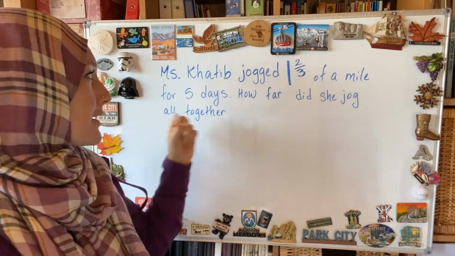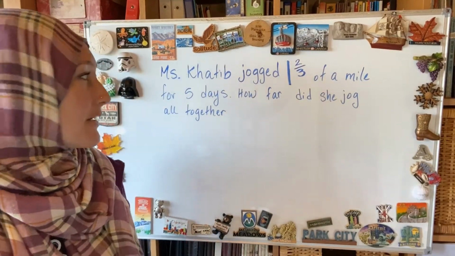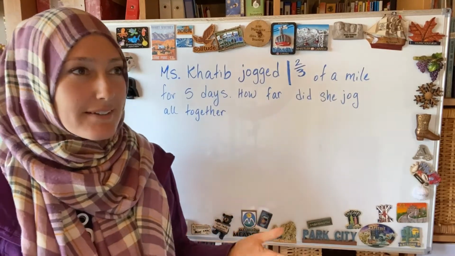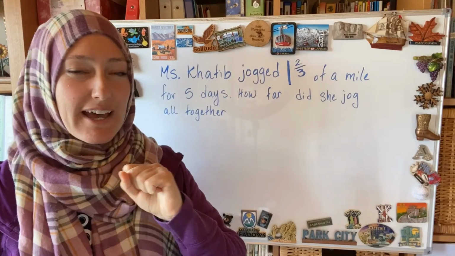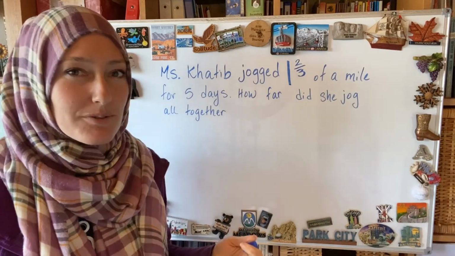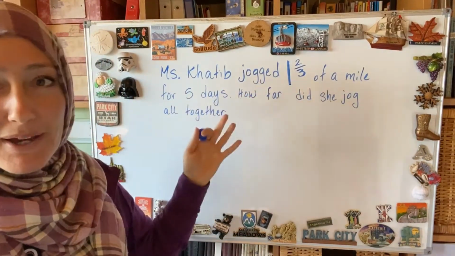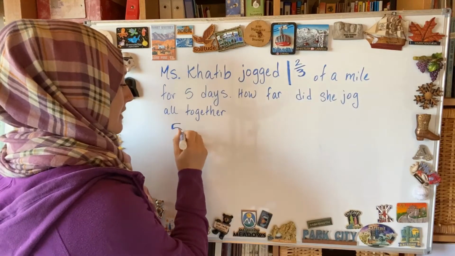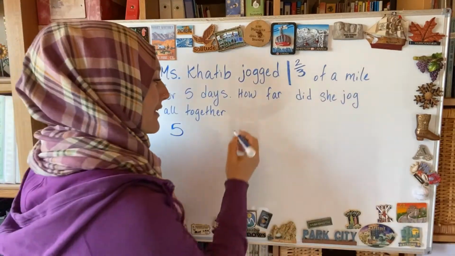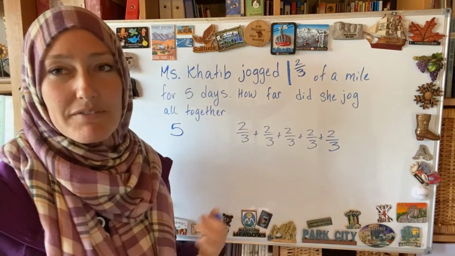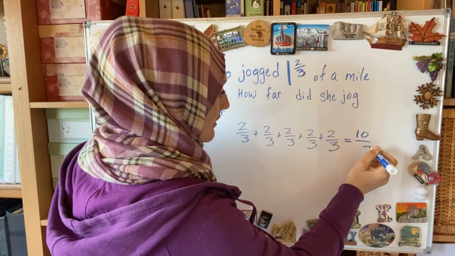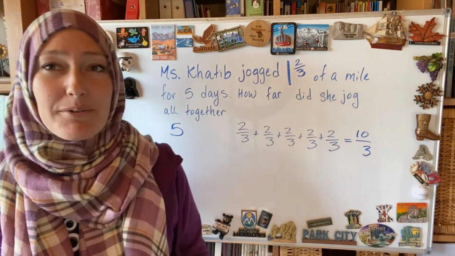So try this problem. I jogged 1 2/3 of a mile for 5 days. How far did we jog altogether? So again, you're going to be adding all of the parts. So for 5 days, the 1 whole, that's an easy thing to represent. It's just 5 miles. So we'll leave that over here on the side. How am I going to represent the 2/3 part of the mile for 5 days? I'm just going to write that 5 times. And if I add those all up, 2, 4, 6, 8, 10, 10/3.